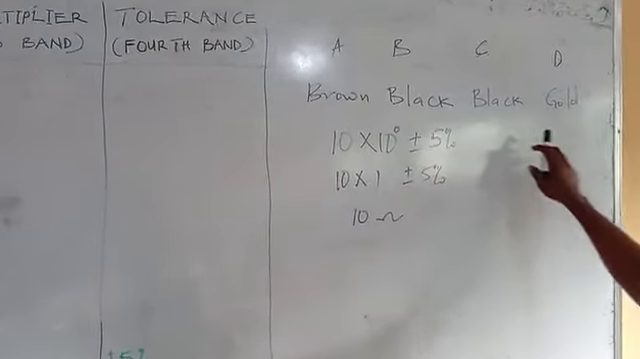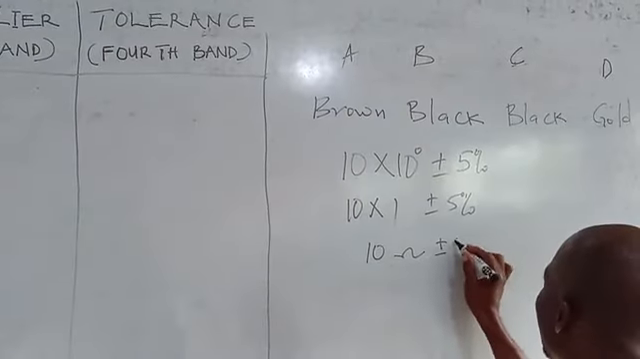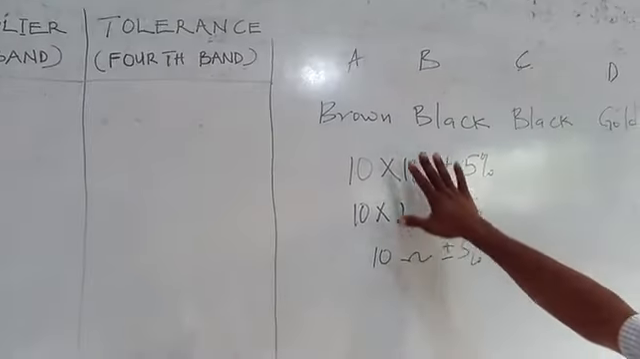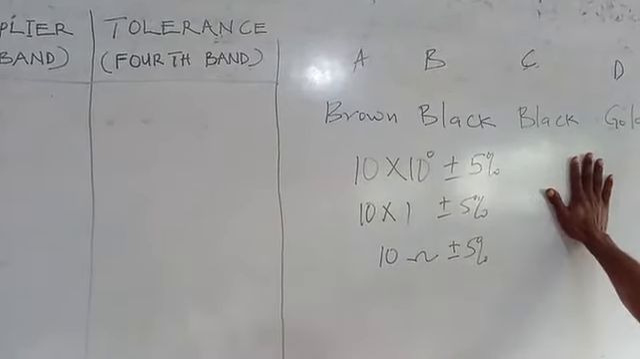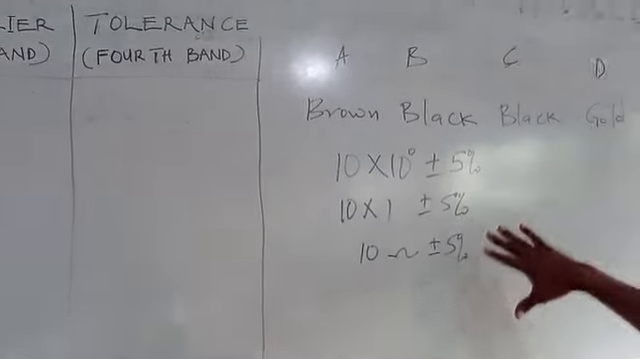Brown, black, black, gold is a 10 ohm resistor. But about this tolerance, we'll talk about that one later. Let's talk about the first three colors first. Let's leave tolerance for now. We'll discuss that later.